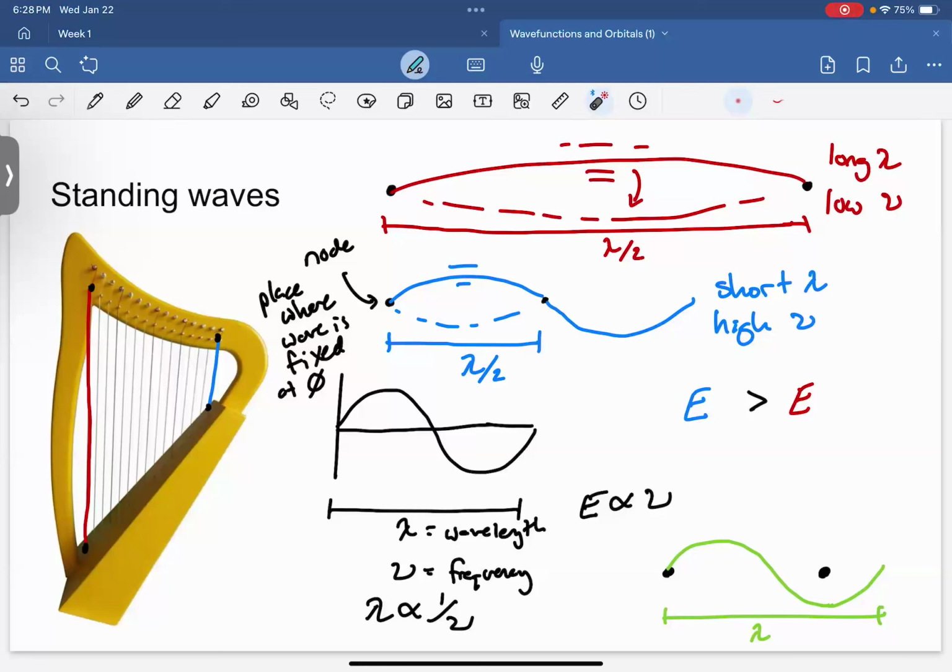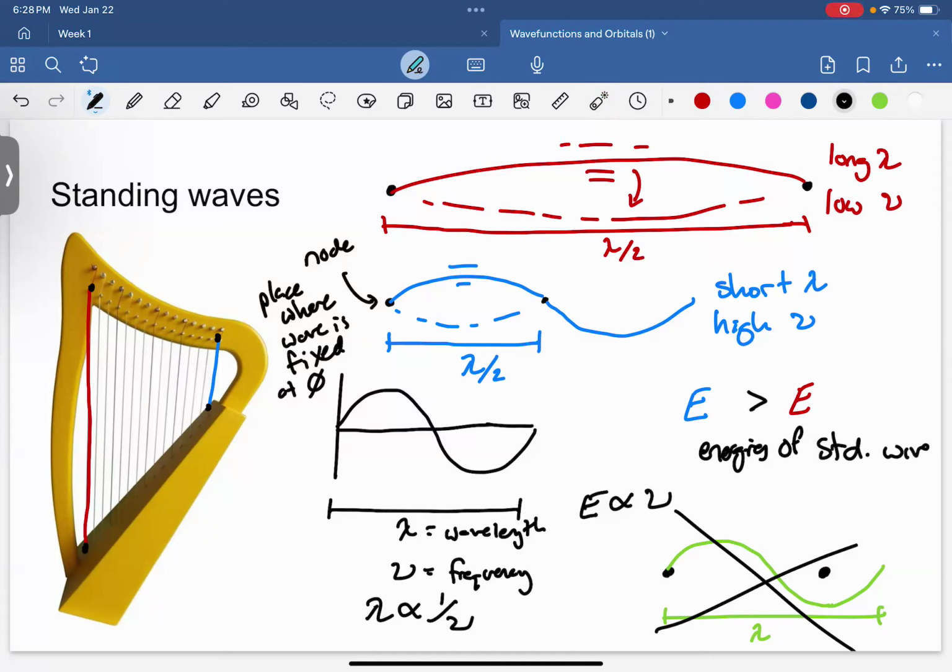So the only wavelengths that are compatible with this node pattern are ones where it has to be some multiple of lambda over 2. So this is no good. This does not work. And so the energies of standing waves are quantized as a result of this, meaning they can only have specific discrete values. They cannot have continuous values.